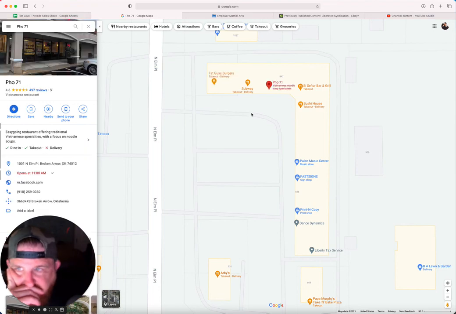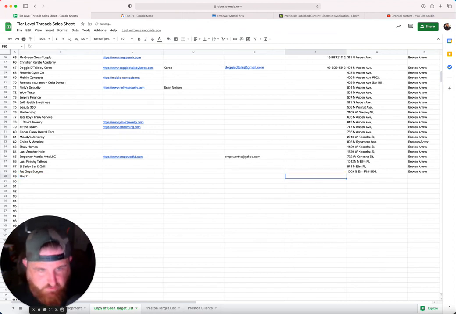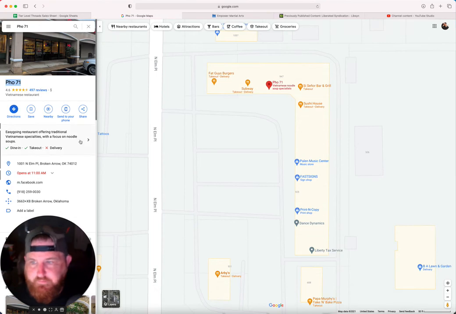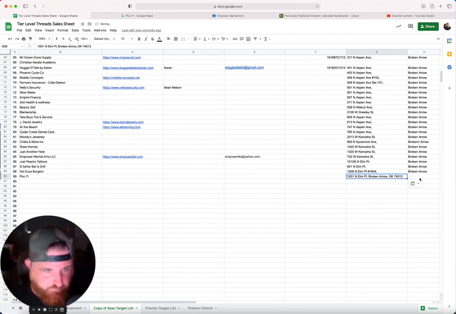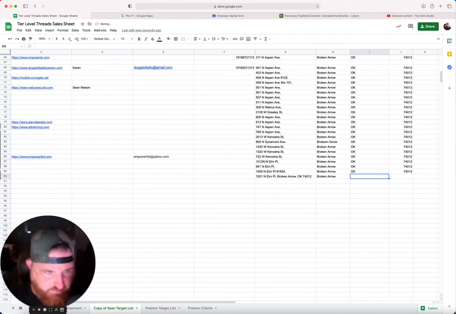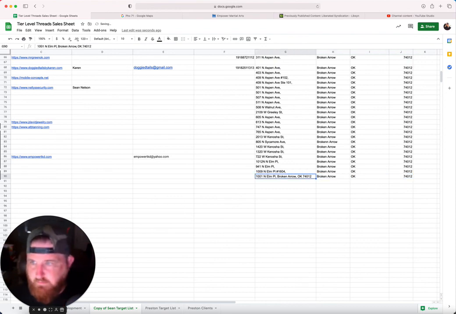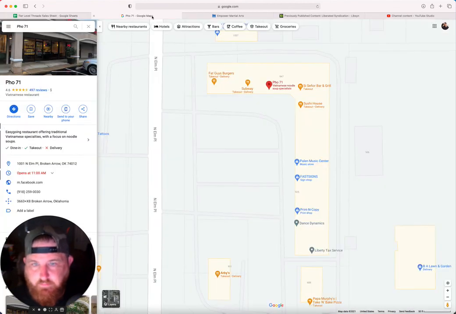So here's the next one. It's called Pho 71. I believe it's a Vietnamese restaurant. I don't know if this is a franchise one or not, but again, restaurants are very good. Shirts get damaged and dirty from people cooking and wear and tear, so they typically will make repeat orders as well. So I never want to leave any of these types of businesses out at all. And all right, we still have a couple minutes, so I'm going to keep going. We're up to 90 right now. We're really making good progress today.